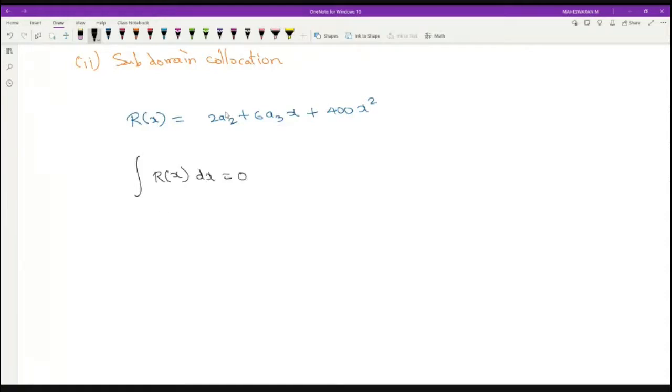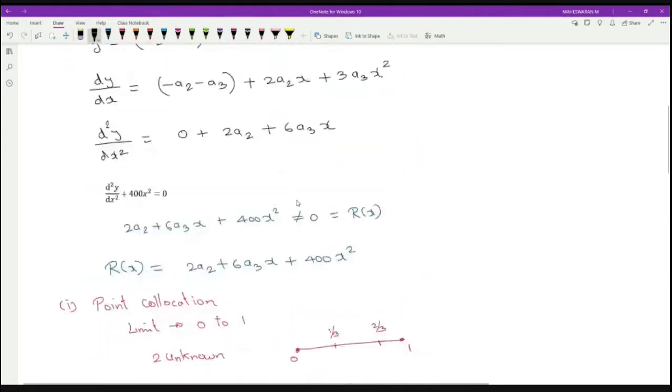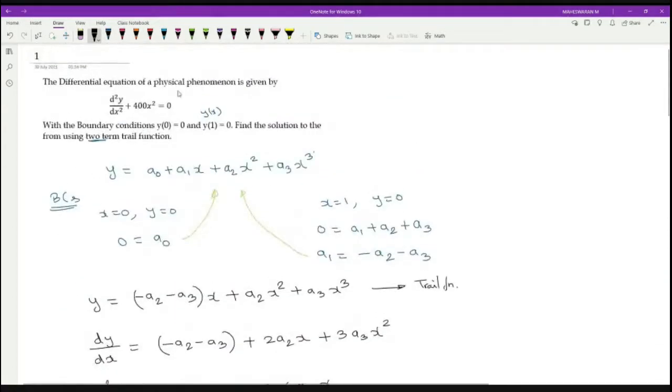So look at how many constants are here. You have two constants: one here, which is a2, and another here, which is a3. Two constants, which means I have to subdivide this into two. So what is my equation? What is my limit? You can look at the boundary condition: x is 0 and x is 1. My limit is from 0 to 1.